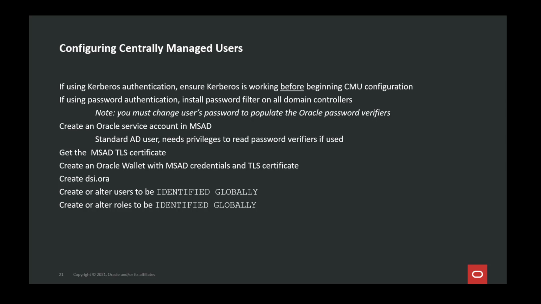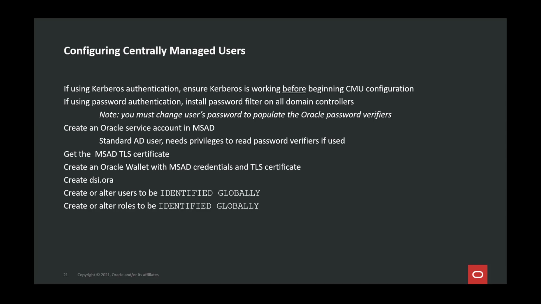Next thing you're going to do is get Microsoft's TLS certificate. This is the certificate that Active Directory uses for LDAP over TLS. Port 636 normally. So you'll need to get that certificate, and then you take that certificate and the credentials you got for that service account and you add them to an Oracle wallet. And this Oracle wallet is what the database is going to use to connect into Active Directory.